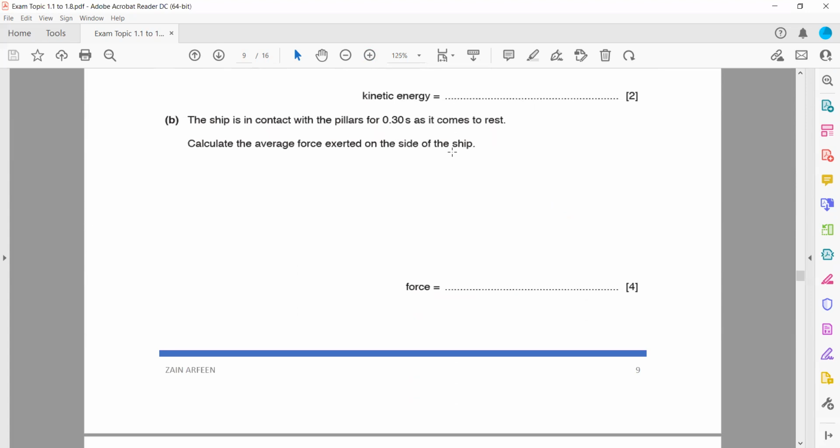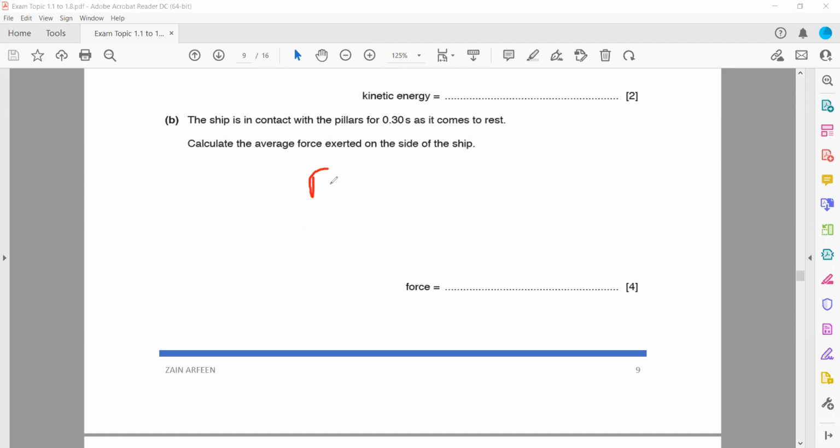Then a ship is in contact with a pillar for 0.3 seconds. As it comes to rest, we have to calculate an average force. There are two ways to do this question. One is, as the ship is moving, the ship has kinetic energy. So to stop the ship at the dock, there will be work done, and work done is equal to force times distance. So we can use this method, or we can use the formula.